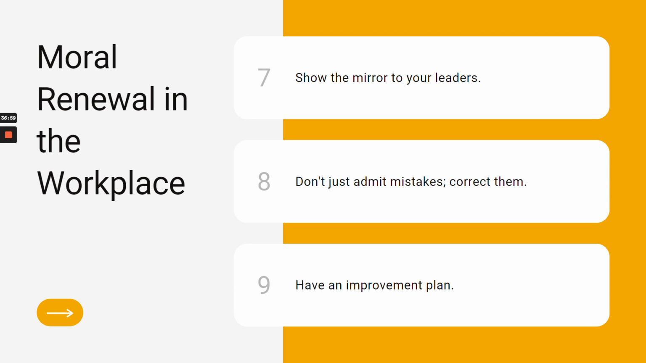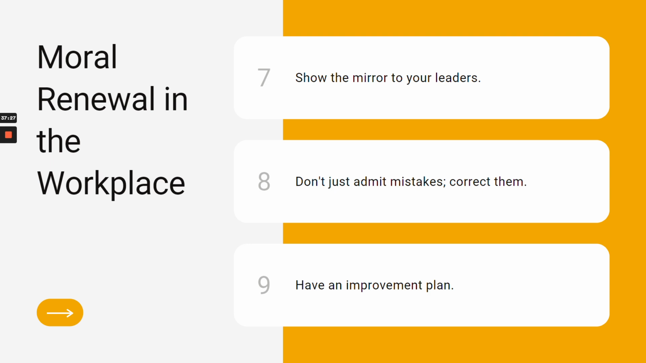Then number eight, don't just admit mistakes, correct them. Yeah, if you know that you have done wrong, you have made a mistake, then accepting that you made a mistake but not doing anything about it is still wrong. So if you realize that you made a mistake, then you have to correct it. Do not repeat the same mistake.